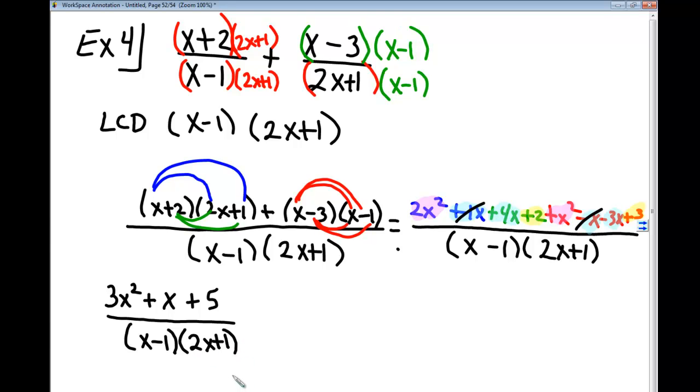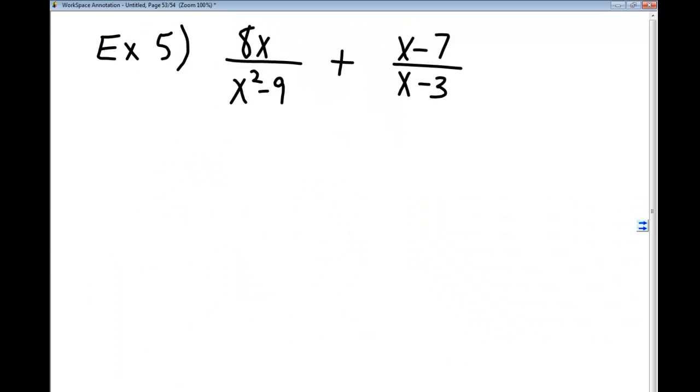I'm done as soon as I can figure out if I've completely factored or not. I need a target product of 15 to get a sum of 1, and there's not one. So this is my answer. Example 5.